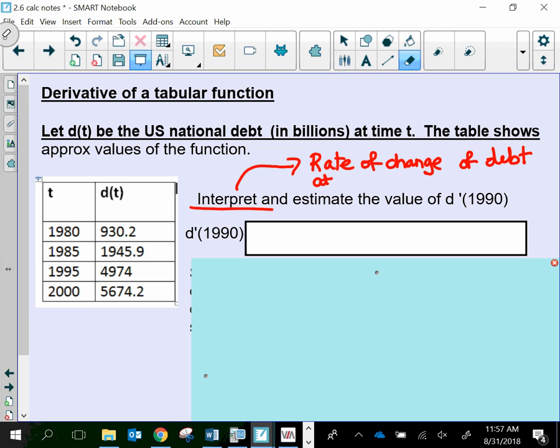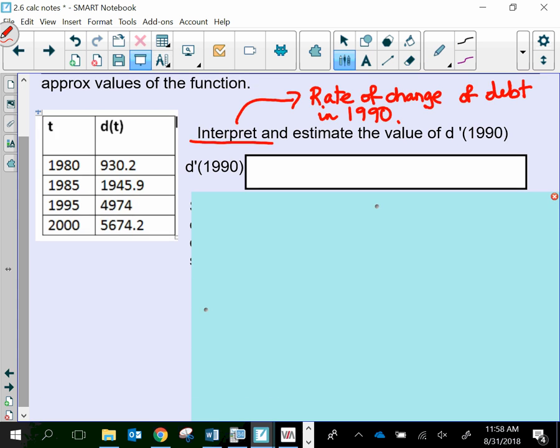That's the interpretation. Anytime they ask you for your interpretation, they're asking you to put it in words. So D prime is the rate of change of debt. D prime of 1990 would be the rate of change in 1990. Good.